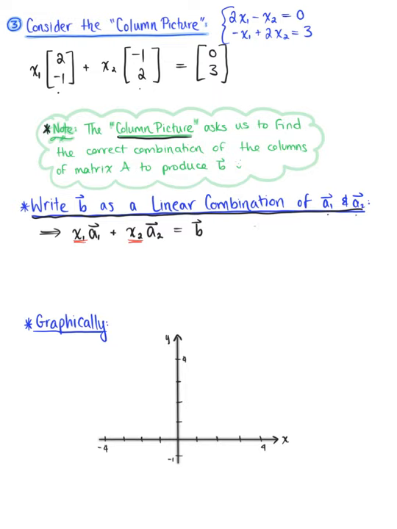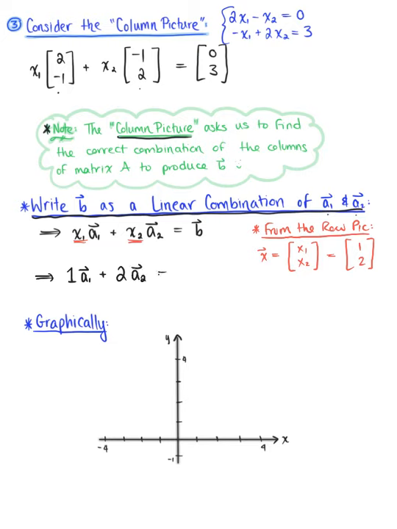Now, we actually already know how many of each column vector that we need. If we think back to the row picture, we already know that vector x with the entries x sub 1, x sub 2 is equal to 1, 2. So this solution, that intersection point, is telling us that we're going to need 1 of the first column plus 2 of the second column to produce that constant vector B.